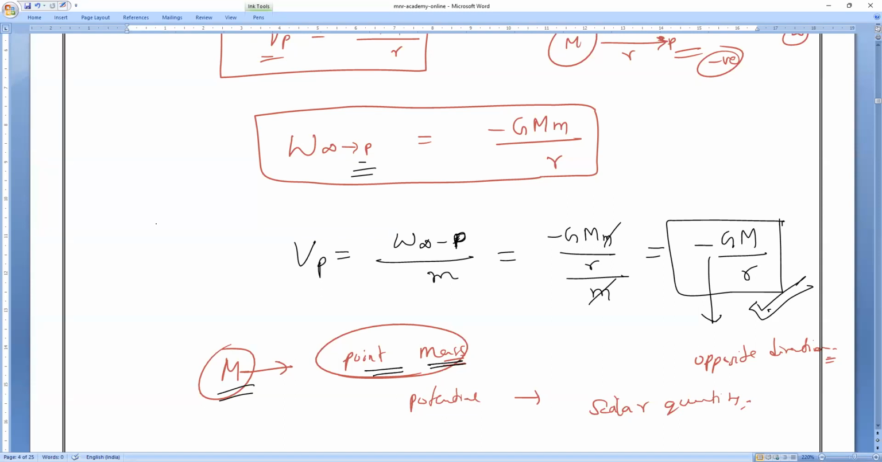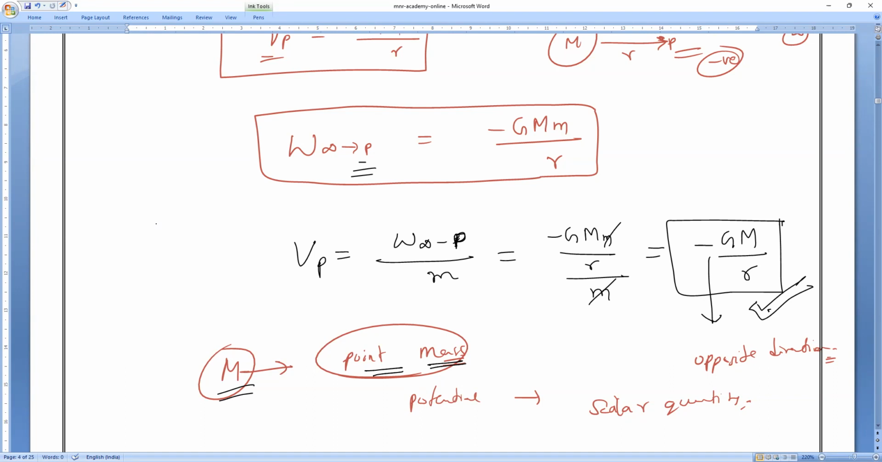Clear, everyone? So always you have to consider it as a what? Point mass. Capital M means point mass. We should not take it as a big object. We should always consider it as a point mass. Are you clear, everyone? Any doubt, please let me know.